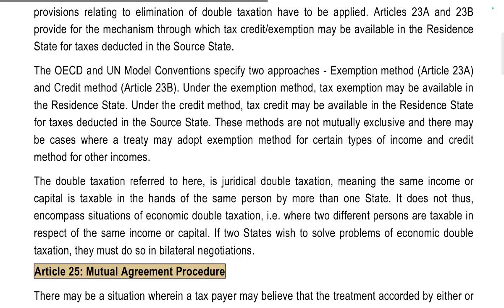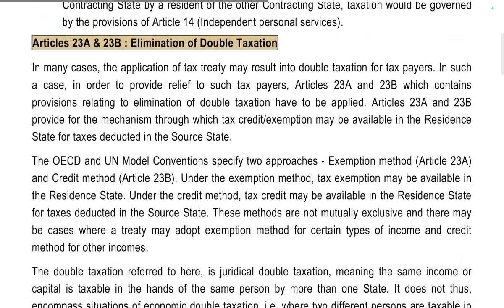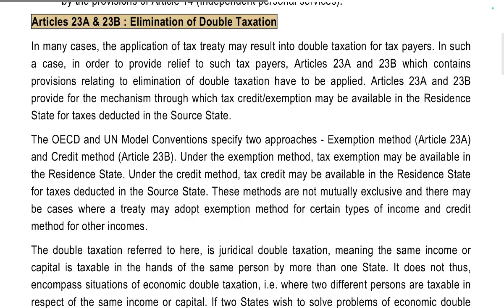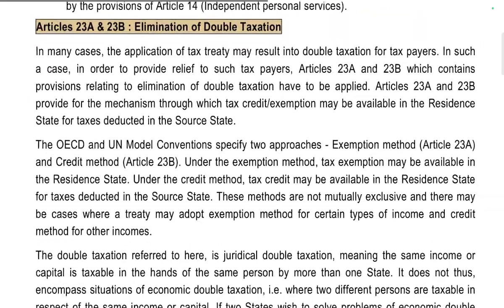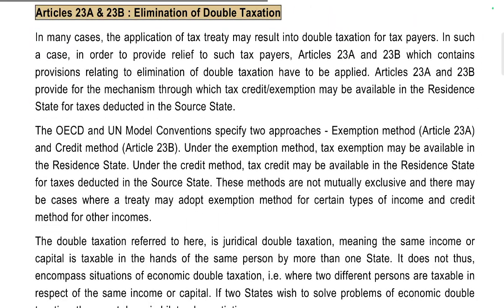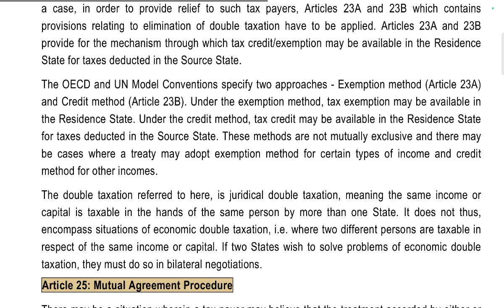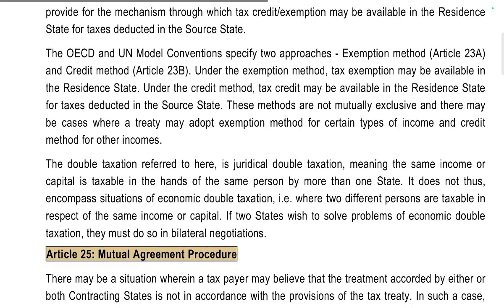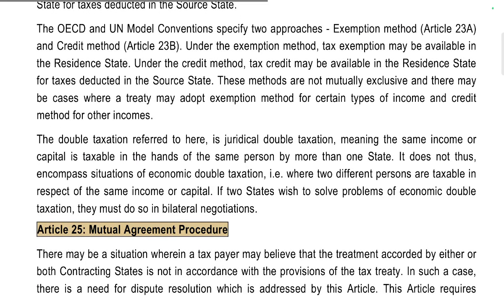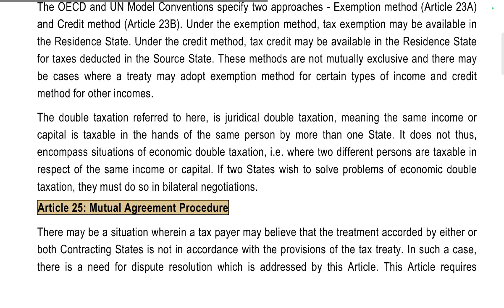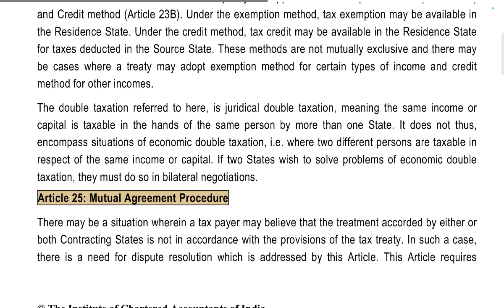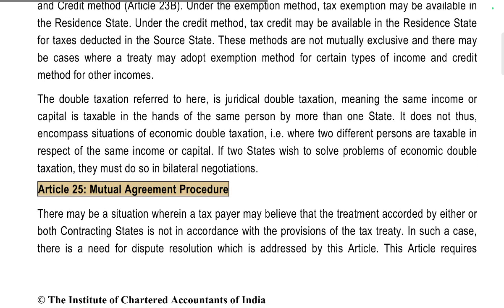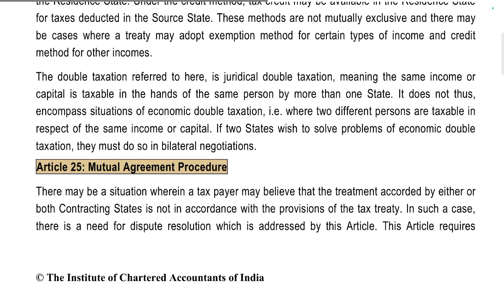The OECD and UN models contain two approaches: the exemption method or the credit method, under Articles 23A and 23B. Under the exemption method, tax exemption may be available in the residence state. Under the credit method, tax credit can be available in the residence state for the tax deducted in the source state. These methods are not mutually exclusive, and there may be cases where the treaty may adopt the exemption method for certain items of income and the credit method for other items of income.